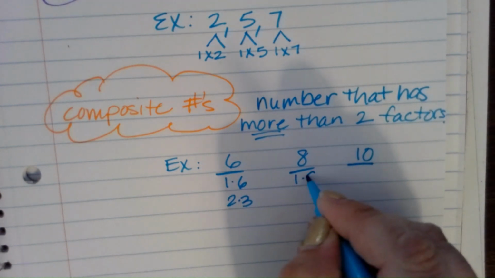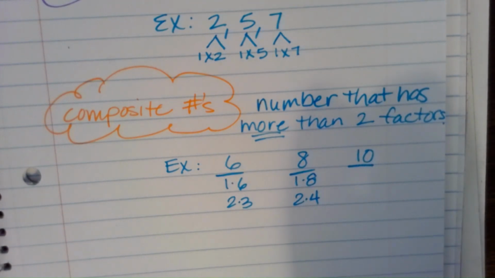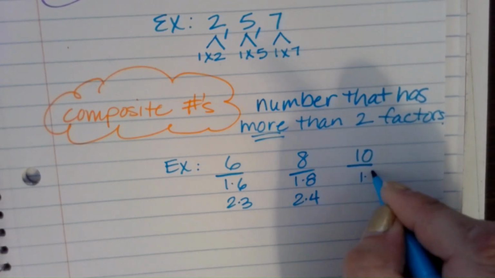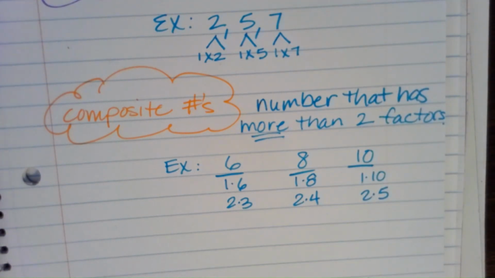Same thing with 8. Start with 1 times 8. 2 times 4. Okay, 3 times 2 is 6. 3 times 3 is 9. So we're done. Right? And 1 times 10. 2 times 5. Then if I'm still thinking, what else can go into these? 3 times 3 is 9. 4 times 2 is 8. 4 times 3 is 12. And we're done. Does everybody understand what I'm doing there?